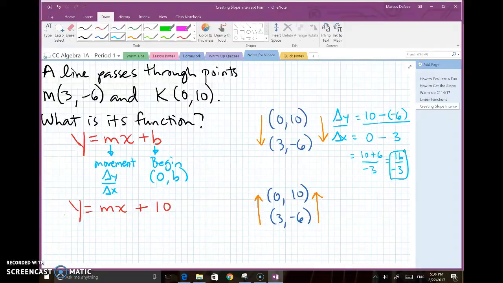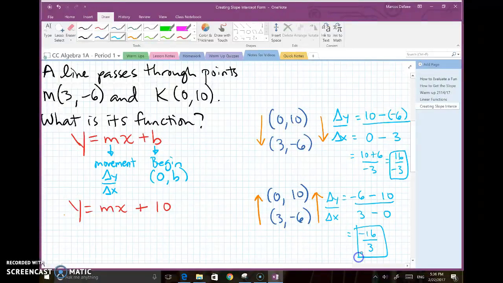For the other one though, the change in y over the change in x. The change in y this time, because I'm starting at negative 6 and going to a 10, I write it like I say it. So I start with negative 6, changing into a 10. With the denominator, it would be starting at 3, changing into a 0. And so in my numerator, I get negative 16. In my denominator, I get 3. And as you can see, my result is exactly the same thing.